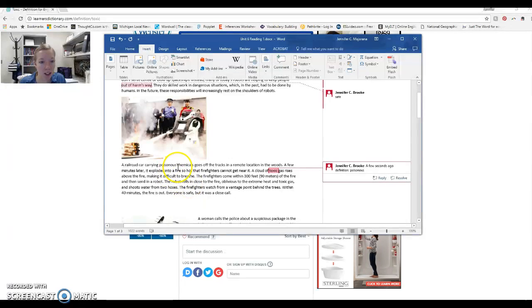Okay, and then I can also see here that poisonous was used a little bit earlier in the same paragraph. So we're just using synonyms here. Okay, moving on. Writes about the fire making it difficult to breathe.